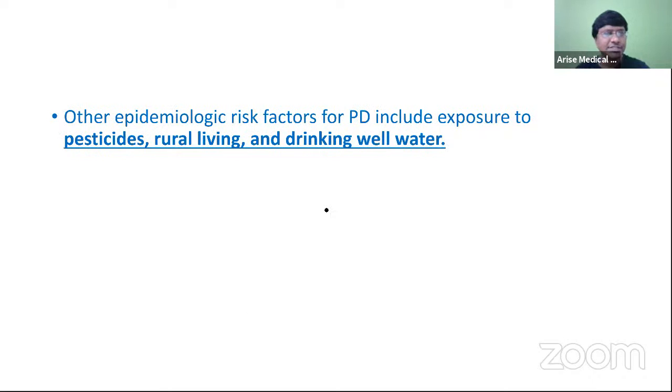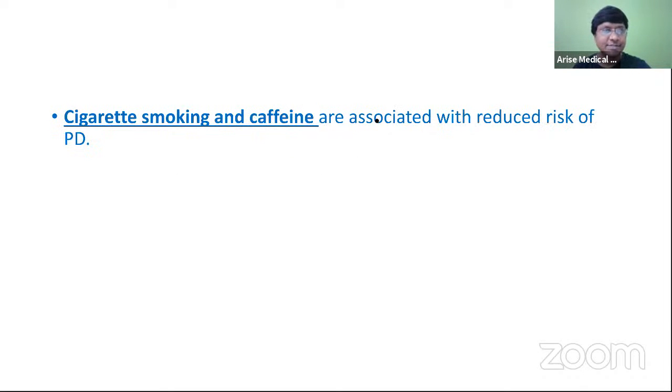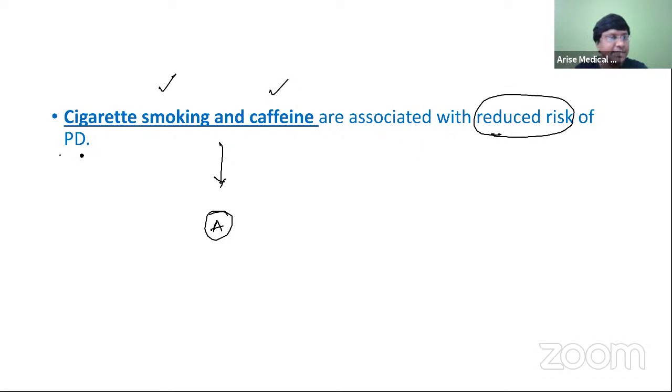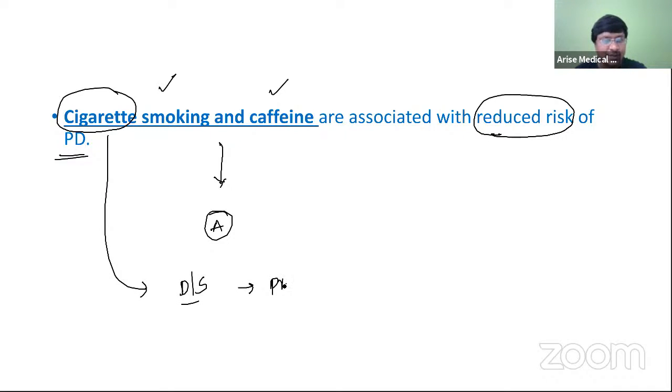Apart from the genetic component, there are other risk factors like exposure to pesticides, rural living, and drinking well water. These are the other predisposing factors. And now this is the correct answer, option A: cigarette smoking and caffeine are associated with reduced risk of Parkinson's disease. Now, about cigarette smoking, I wanted to ask you one important question: what are all the diseases that can be prevented by cigarette smoking?